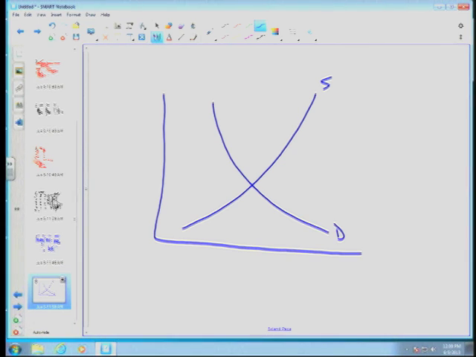Expectations about the future. No, here's a better example. We'll do that in a minute. All right, this good becomes more popular. At every possible price, we want more, and at the same time, there are advances in technology that reduce the cost of producing this good.